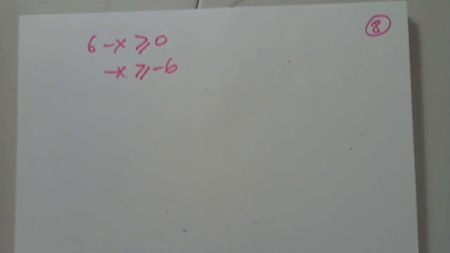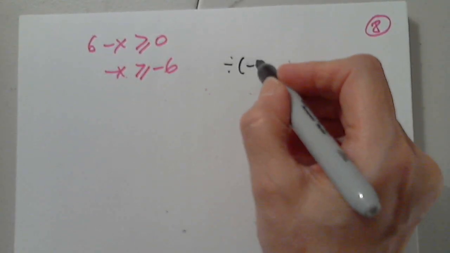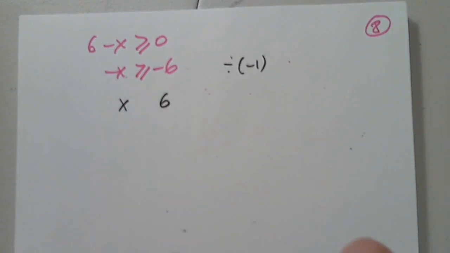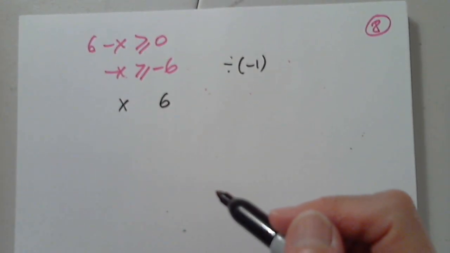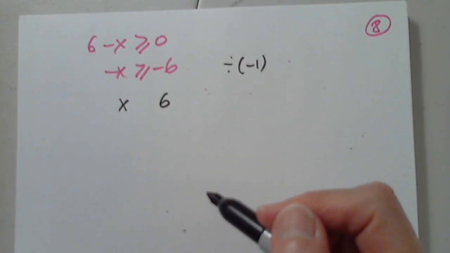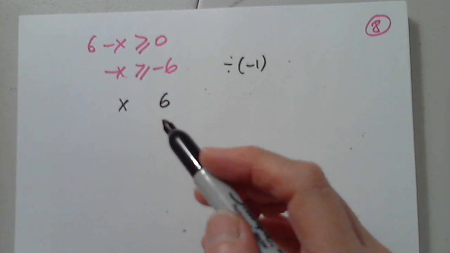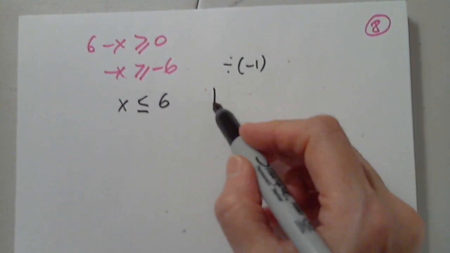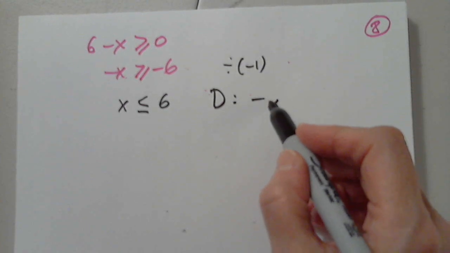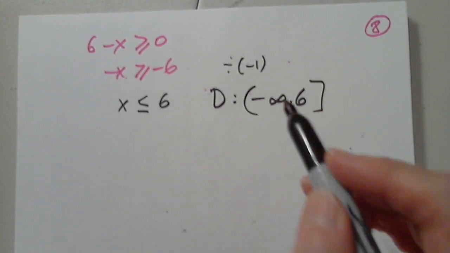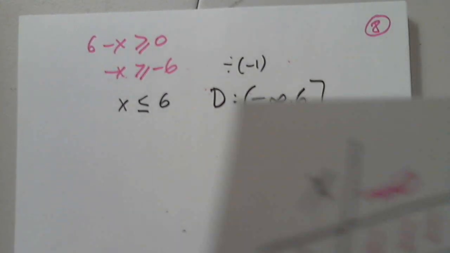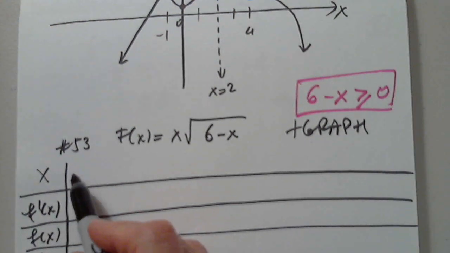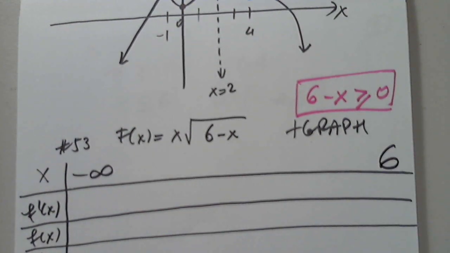Divide and flip the sign? Yes, I divide both sides by -1, and I get x has to be less than or equal to 6. Exactly. This is the domain, -infinity to 6. Now I can start my analysis. That's the crucial step.